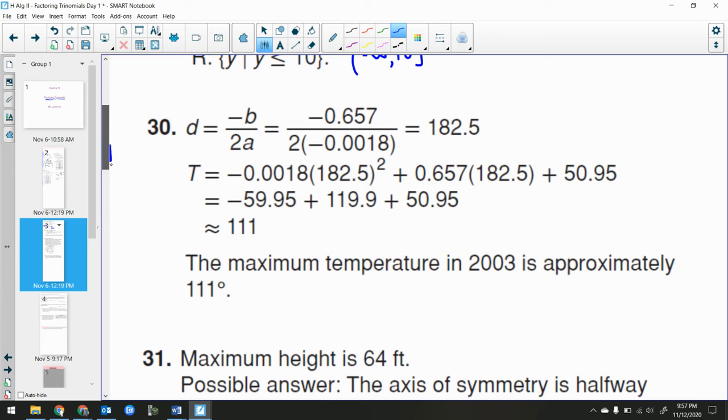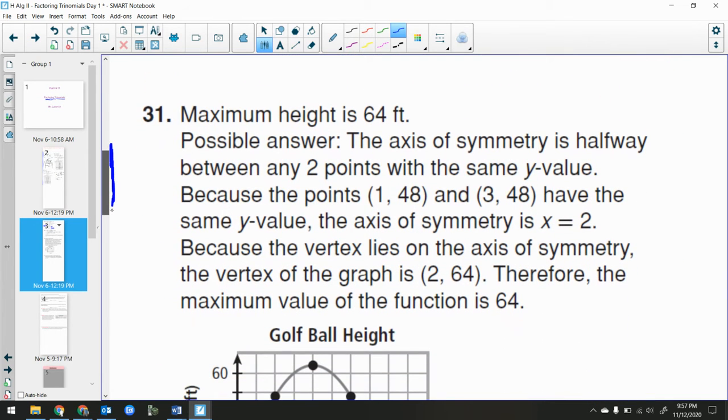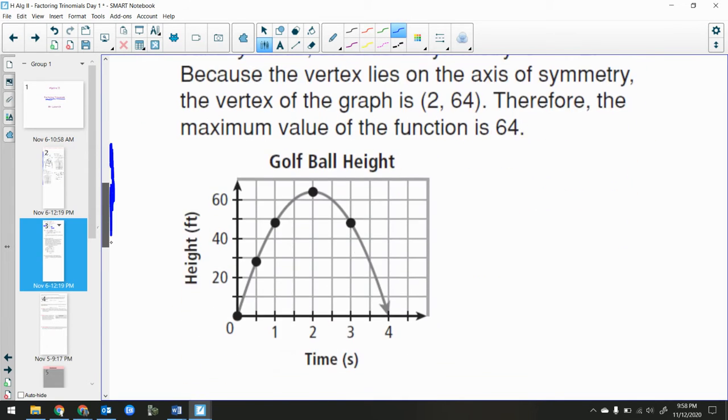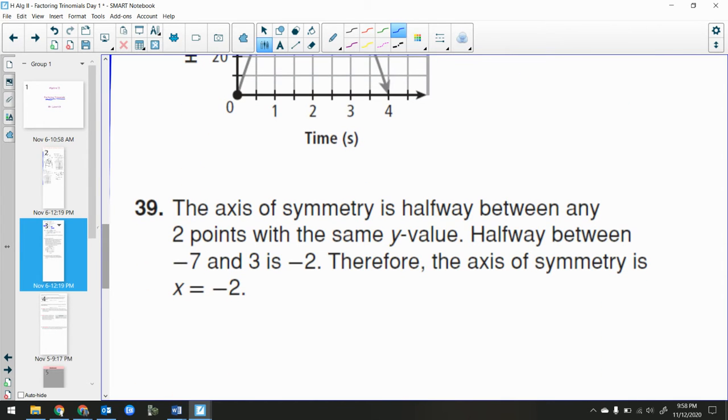There's 30. There's 31. And the graph for it as well. And there's 39.